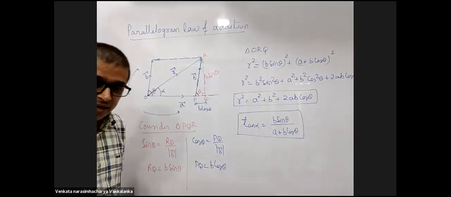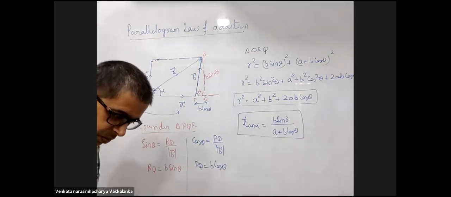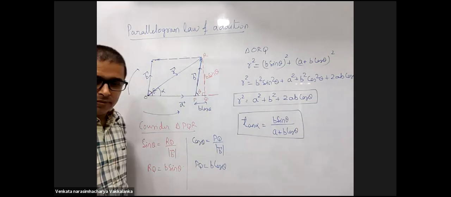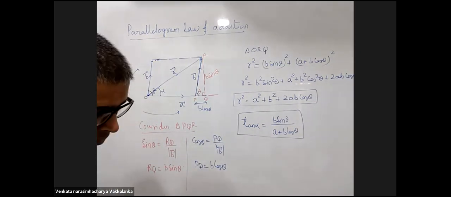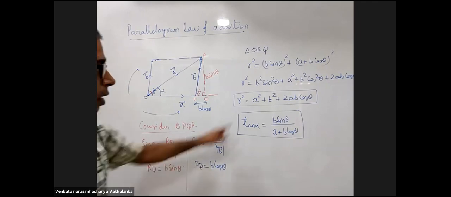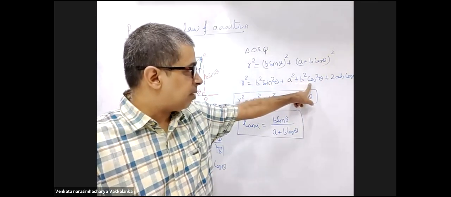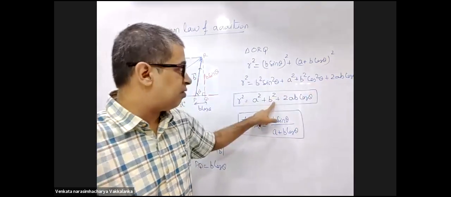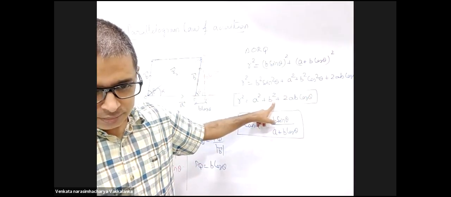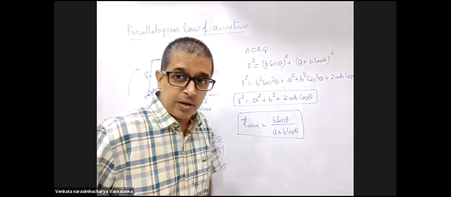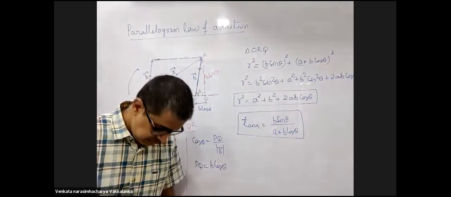Is this clear till here? Excuse me, sir. How did we get B square? B square sine square theta plus B square cos square theta will be B square. Sine square theta plus cos square theta is 1. You're aware of it? Yes, sir.